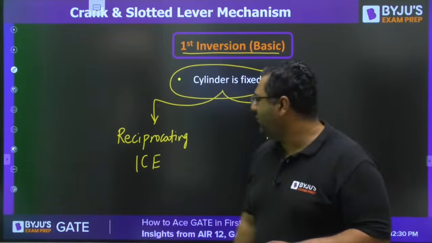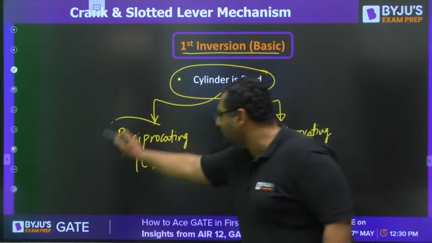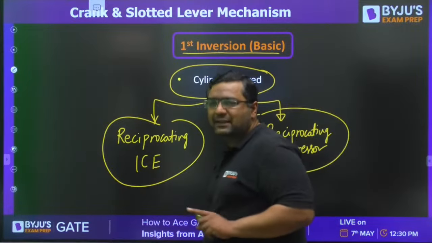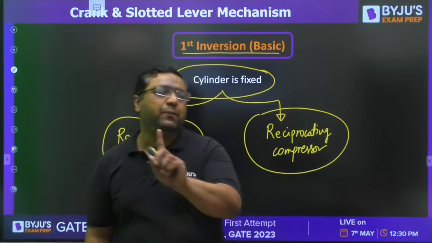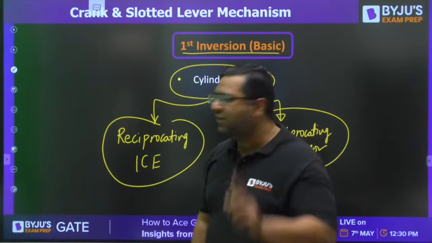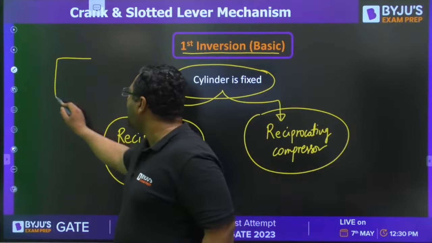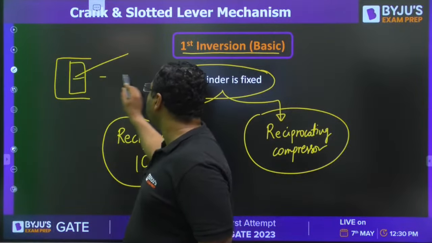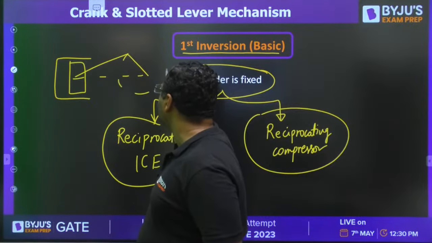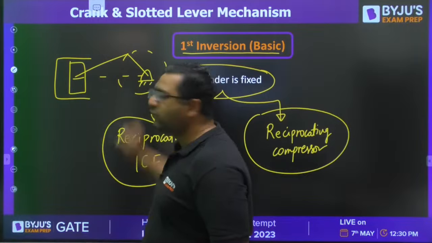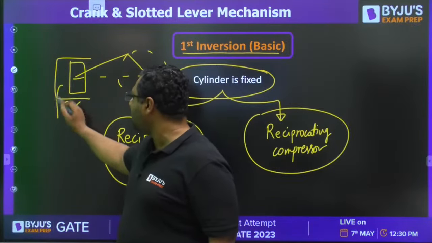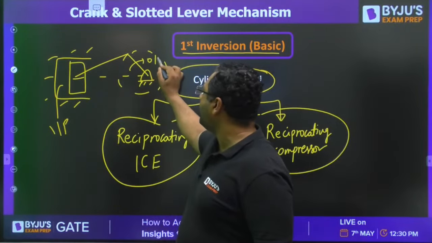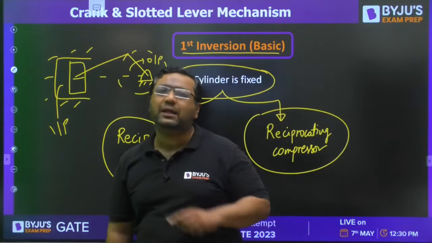So guys, both the reciprocating IC engine and the reciprocating compressor are considered the same inversion because they have the same relative motion. The only difference is that in an IC engine, the power stroke is responsible for the mechanism. So input will be on the slider and output will be on the crank. Then we call it a reciprocating IC engine.